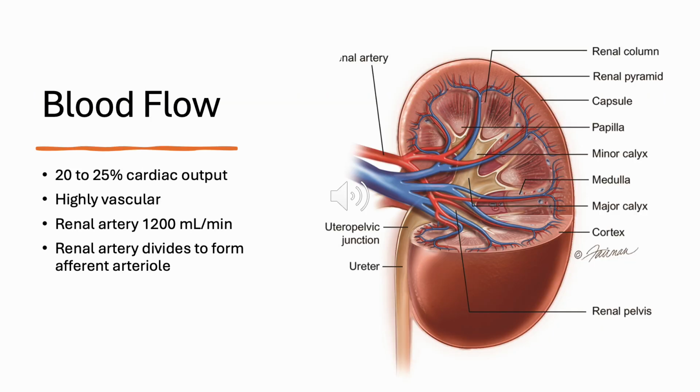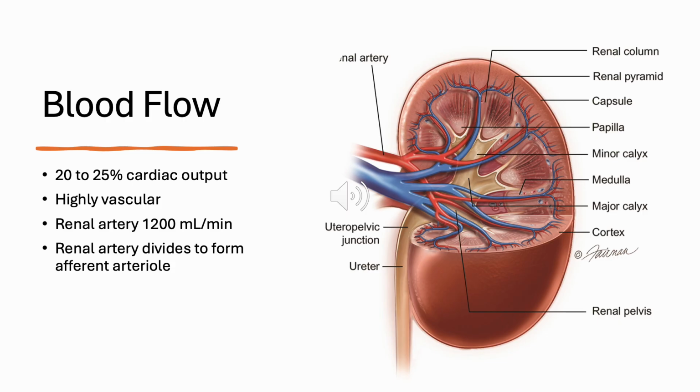Our kidneys receive 20 to 25% of our cardiac output. So what that means is, say somebody has a dysrhythmia or they're in shock, their kidneys are not going to be perfused. That's why that's one of the assessment findings we always look for when somebody is having a low perfusion state. We want to know if the kidneys are being perfused, if they're putting out urine. So the kidney is also highly vascular.